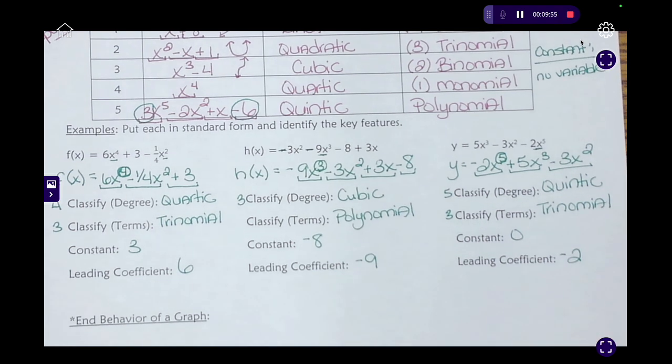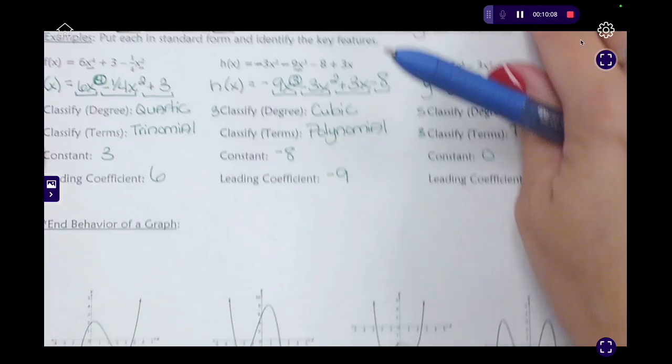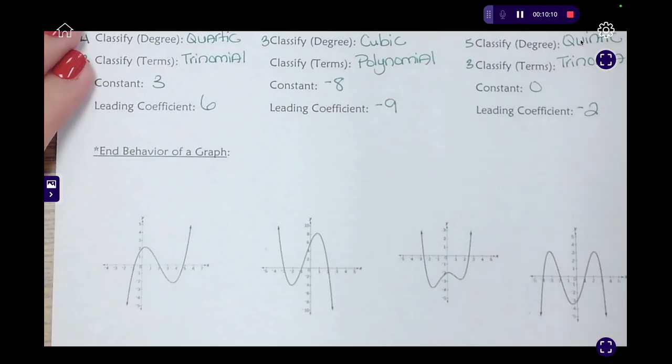Okay, so again, important vocabulary that we're going to see throughout this lesson, making sure we can name these, and again, identifying the degree and then that leading coefficient. All right, so next concept we're looking at is how to find the end behavior of a graph.